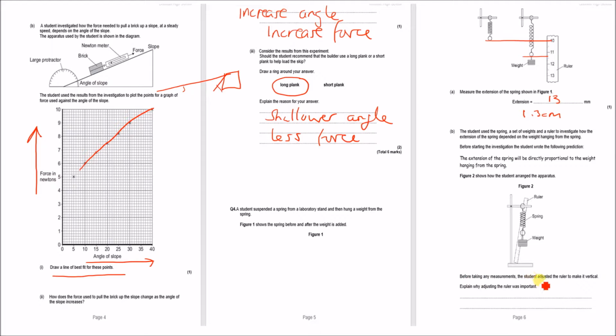Okay, before taking any measurements, the student adjusted the ruler to make it vertical. Explain why adjusting the ruler was important. Okay, so we just need to know that the extension is measured correctly. Therefore, there is no error in the measurements. Always try and talk about the error. Okay, clearly, if the ruler's at a slant, then the measurement is incorrect. The ruler needs to be exactly straight.